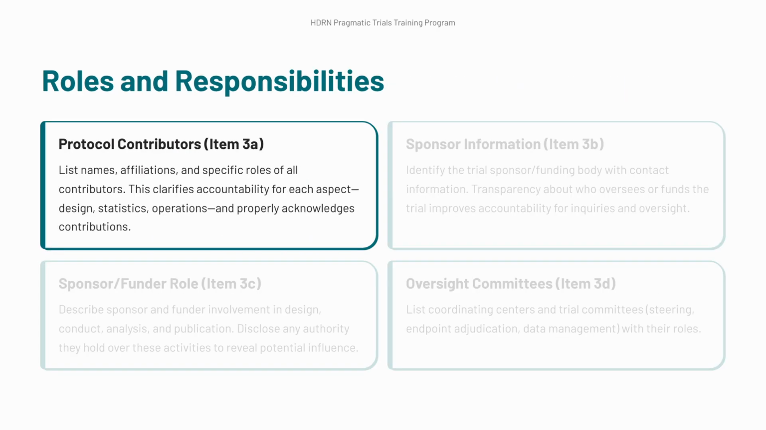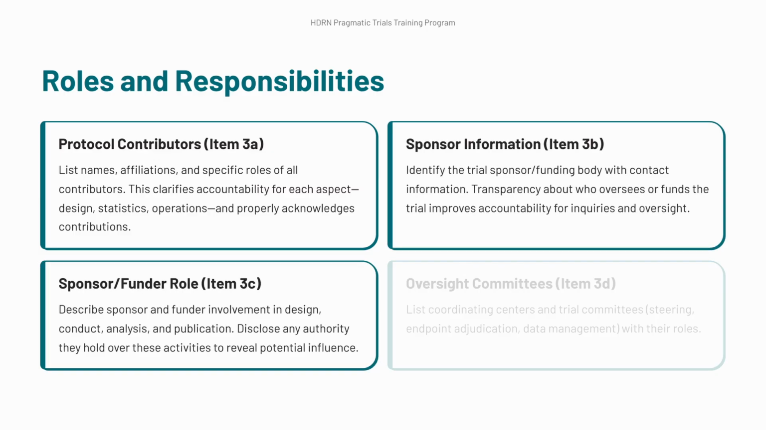It's important to list who is involved in the trial and what their roles are. SPIRIT Item 3A asks for the names, affiliations, and roles of the protocol contributors. This section clarifies accountability and credit. Pragmatic trials can involve large teams. You might have partners from healthcare systems, data experts for electronic health records, implementation specialists, and patient partners. So it's good to acknowledge contributions and make roles clear.